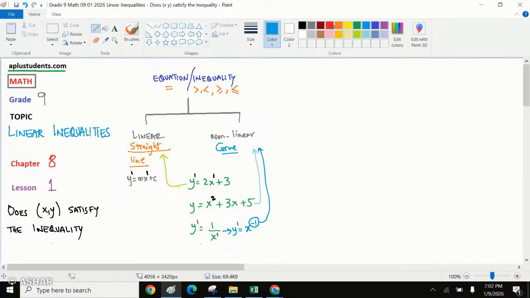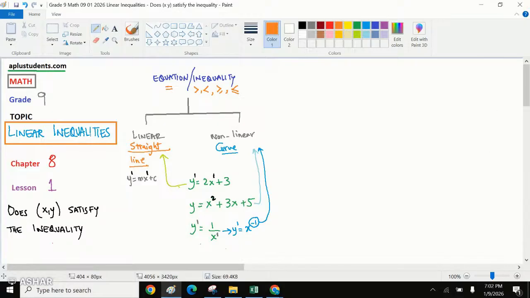So the term that we are using here, linear inequalities, means it will always form a straight line. And an equation or an inequality that forms a straight line is when the exponents of the variables are 1. It cannot be any other value. If the exponent is 1, that means it's linear.